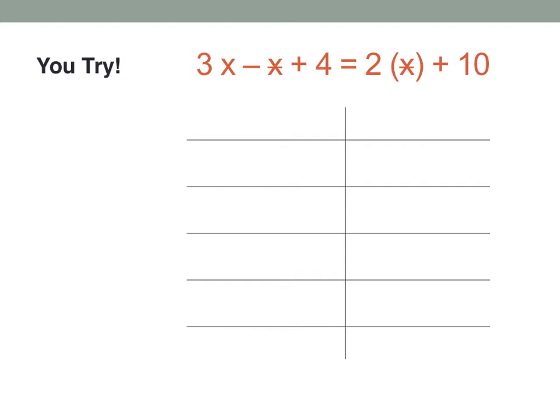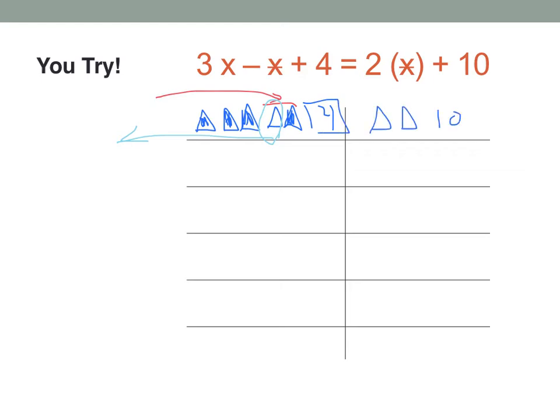So pause the video, see what you can do with this, then come back and hear the solution. So here we go. We have 3 blue pawns. We need to remove a white pawn, which we don't have, so we have to add a 0 pair in, and then we're going to take that white pawn out, and then we have 4 blue pawns on the left, and on the right hand side, white pawn, 10.